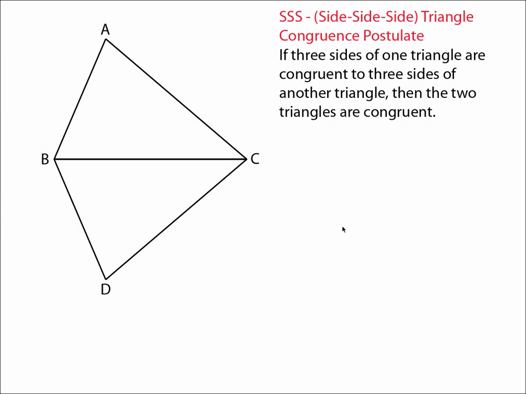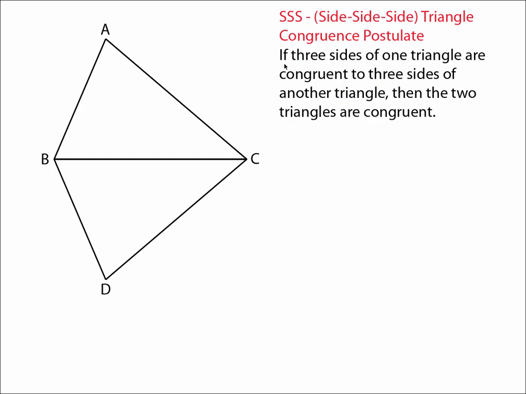So let's talk about side, side, side first. The side, side, side congruence postulate is a postulate. It's something that can't be proven. So there is no proof to this. It's something that we assume to be true. But it's a logically good assumption to make.